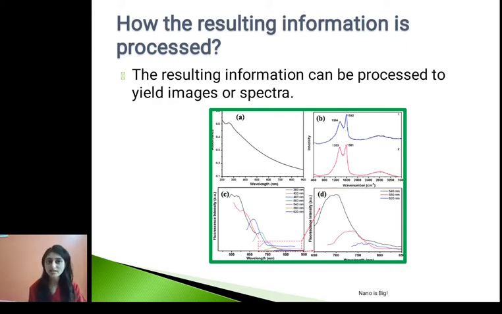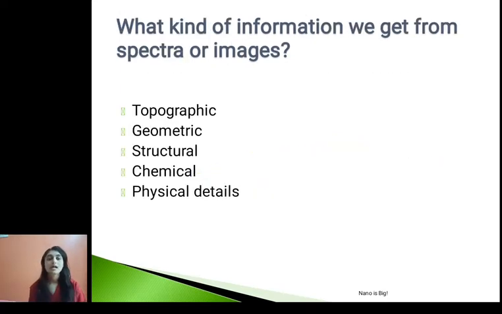How is the resulting information processed? Whatever information we get after probing the material with the help of electrons, photons and so on, it may be in the form of images or in the form of spectra. And what kind of information do we get from these spectra or images? The information may be topographic, geometric, structural, chemical, or it may give you physical details of your sample.